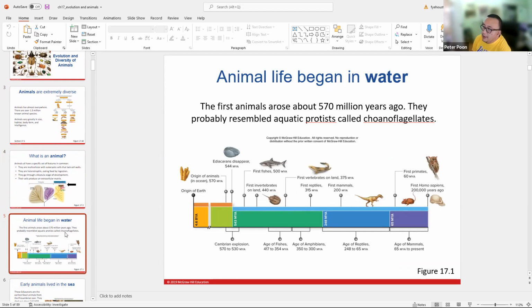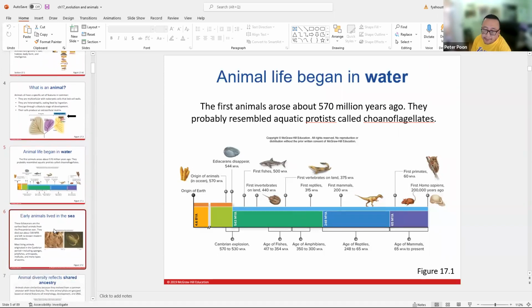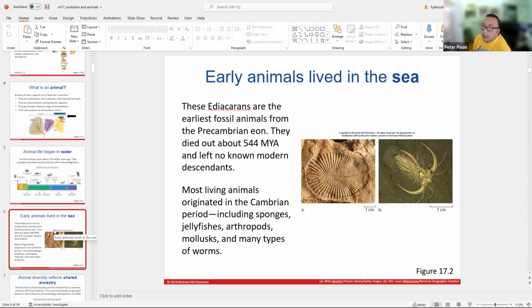As far as we understand right now, the first animals arose about 570 million years ago. They probably resembled aquatic protists. Then choanoflagellates, which I'll show you in a little bit.